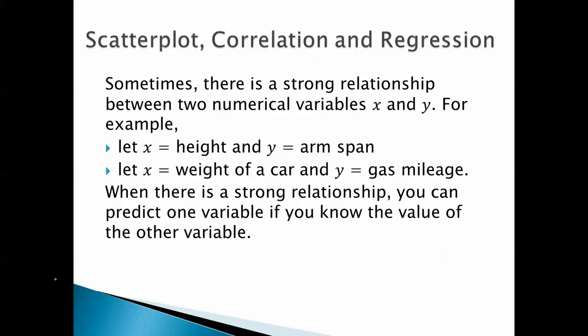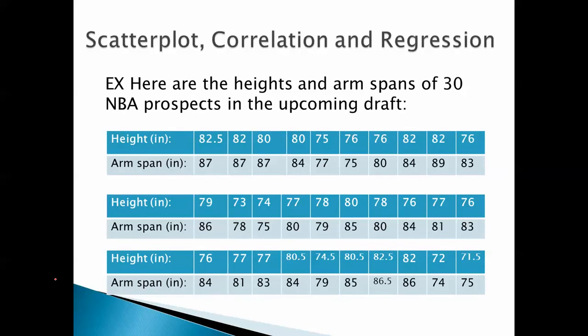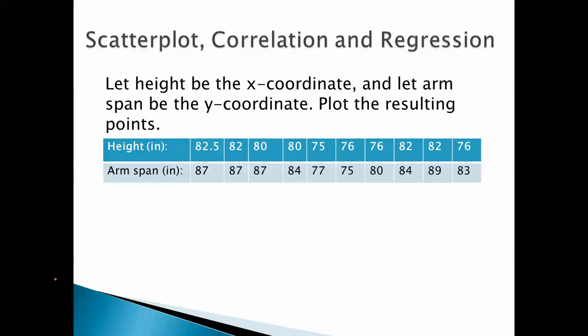When there is a strong relationship, you can predict one variable if you know the value of the other variable. If you know x, you can predict y, and vice versa. For example, can you predict the arm span of an NBA player based on his height? Here are the heights and arm spans of 30 NBA prospects in the upcoming draft. Okay, let's produce a scatter plot of these data. So here's what a scatter plot looks like.